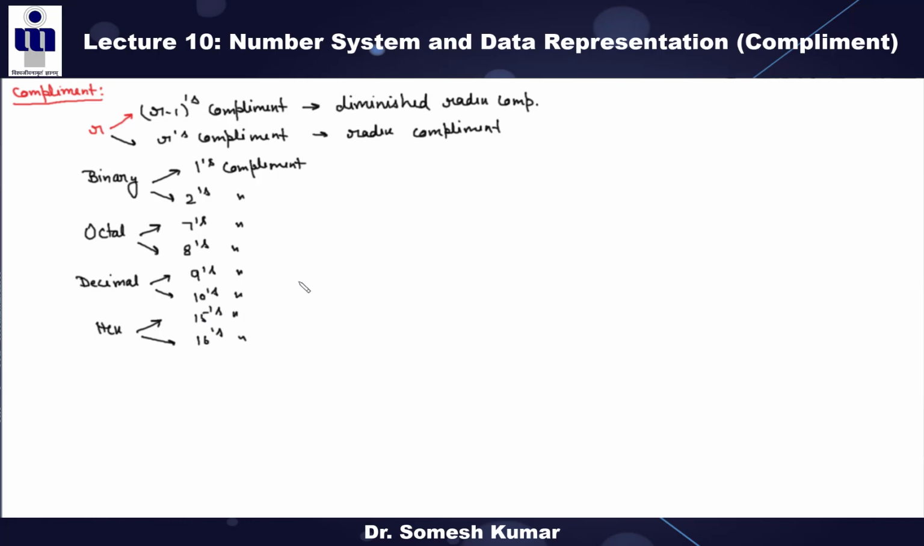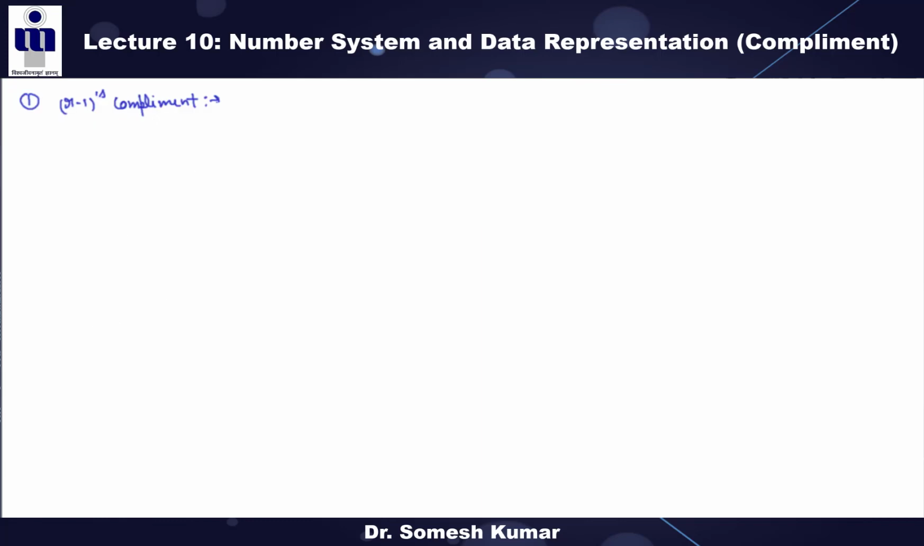Now the question comes, how to find the R minus 1s complement? We will understand this by taking some examples. First we will take the binary radix, which means the 1s complement. How to find the 1s complement? For the 1s complement of any binary number, suppose this is your binary number, 1s complement means the opposite of all these bits.